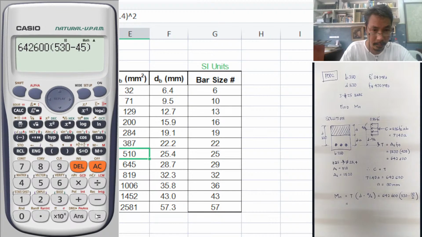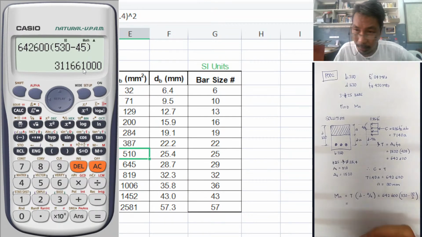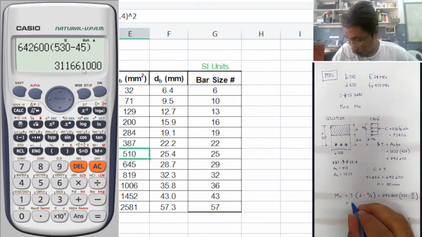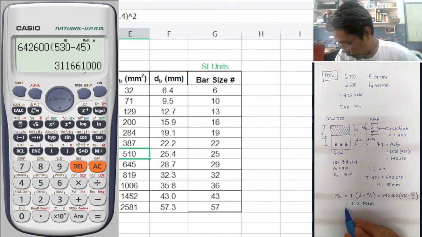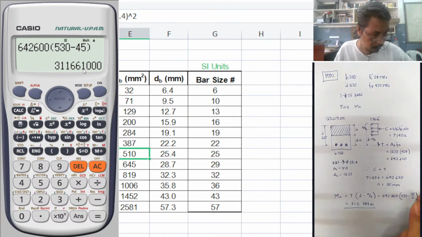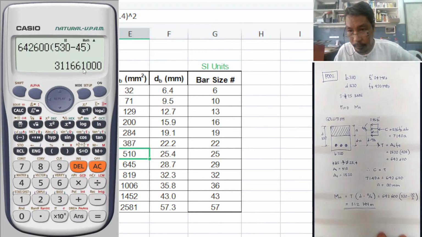Therefore, equal to how much? This is 311 million 661. So for three significant figures, divide by million, because we want to convert to meters. That is 1,000. Another 1,000 for converting to kilonewton. So three significant figures, 312 kilonewton meter. So this is our final answer. Any question?